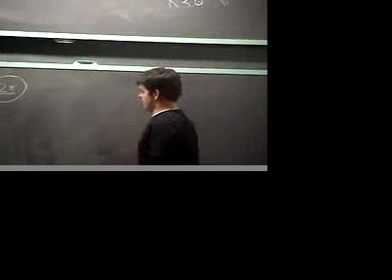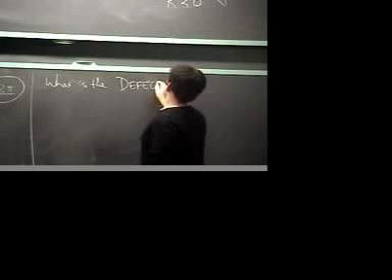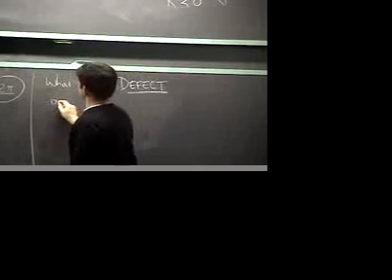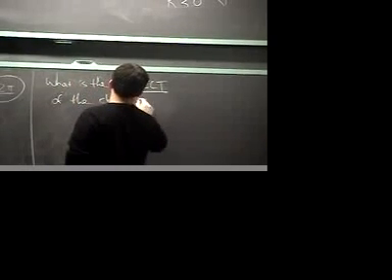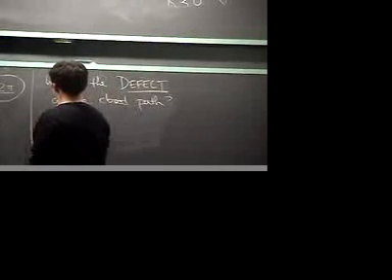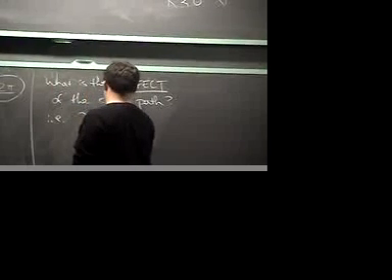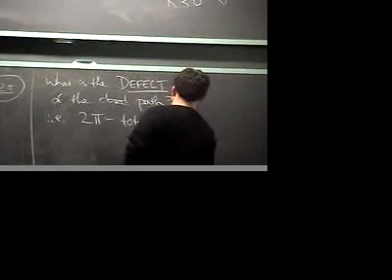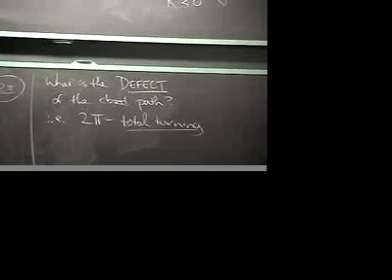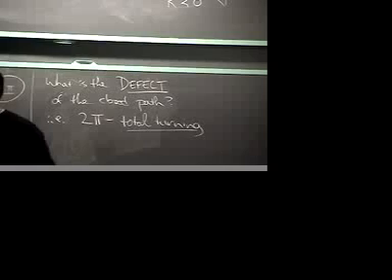So we take this as our benchmark, 2 pi, and we ask, how does it differ from 2 pi? What is the defect or difference, i.e. 2 pi minus the total turning? In this case, we would have 0 for the plane and 0 for the cylinder.